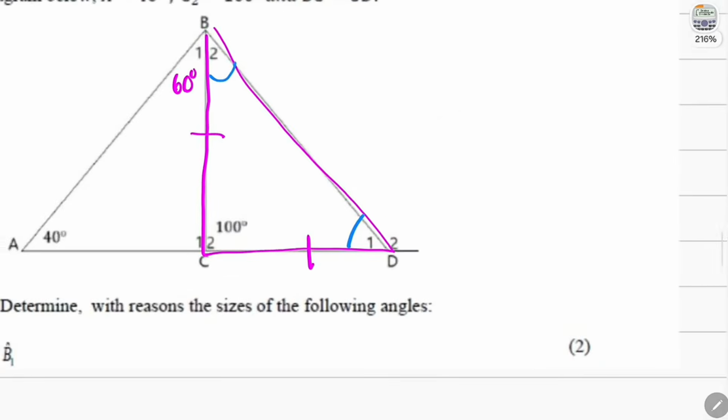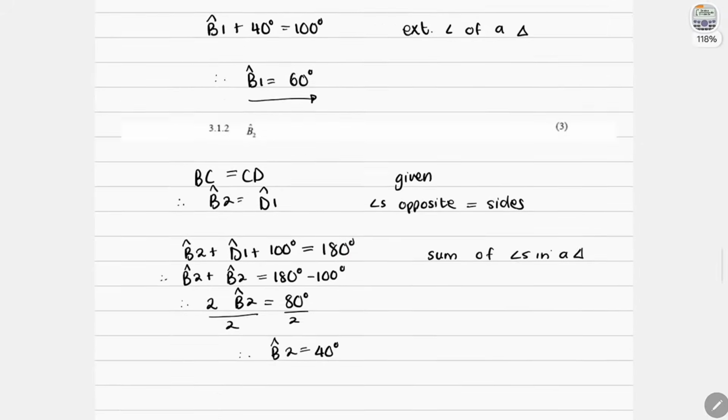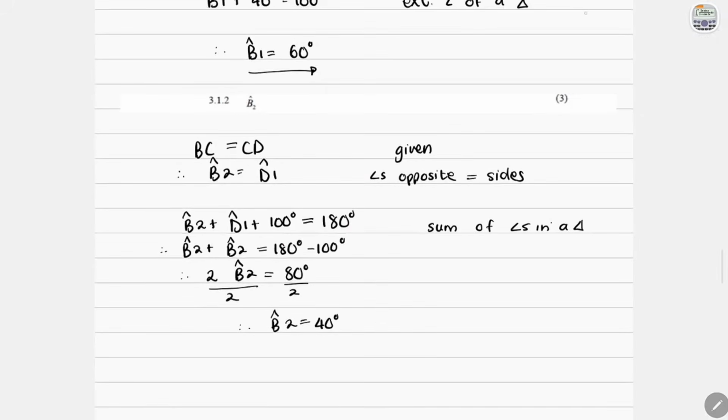So we can also put that down. We can tell them this is 40 degrees, and because those two are equal, this is also 40 degrees. Moving on to the next question.